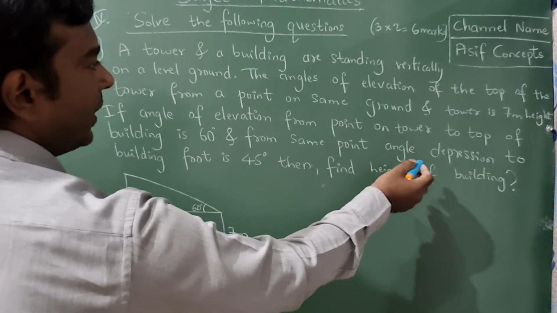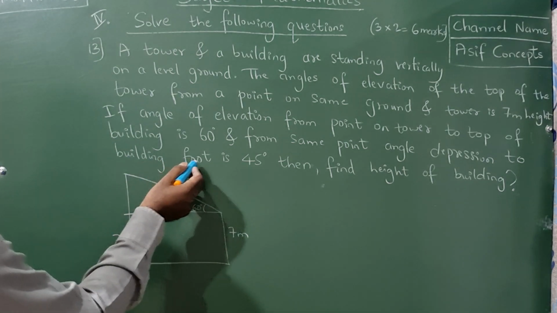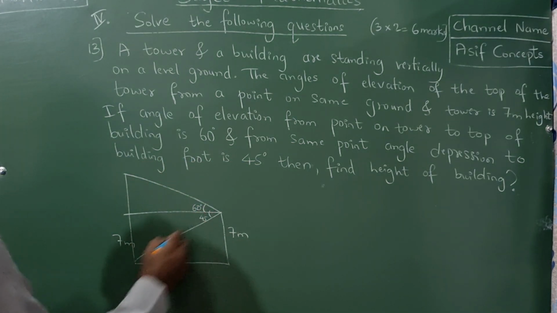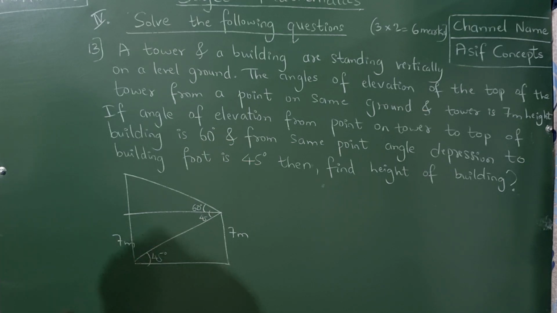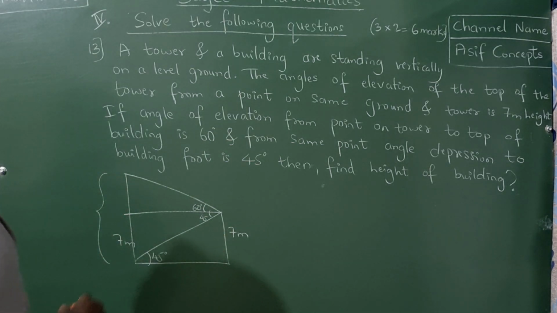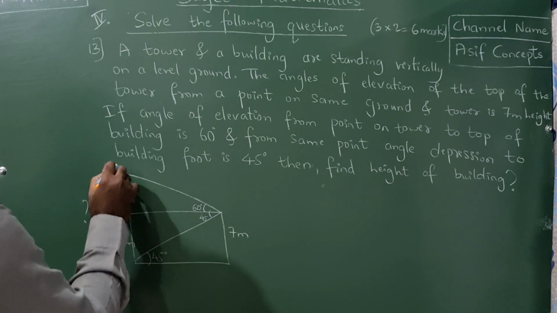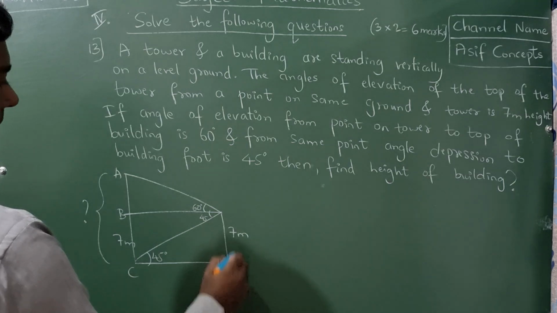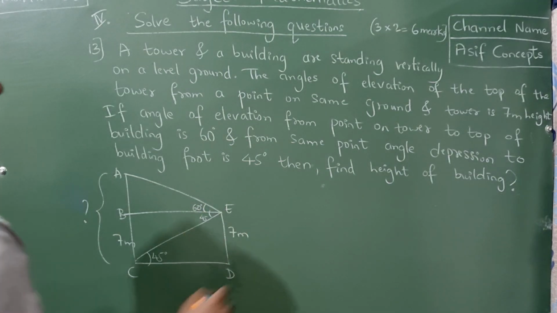Now, from the same point, the angle of depression to the foot of the building is 45 degrees. If this is 45 degrees, this is also 45 degrees because of alternate angles. Find the height of the building from here to here. So I'm going to name the points A, B, C, D and E.